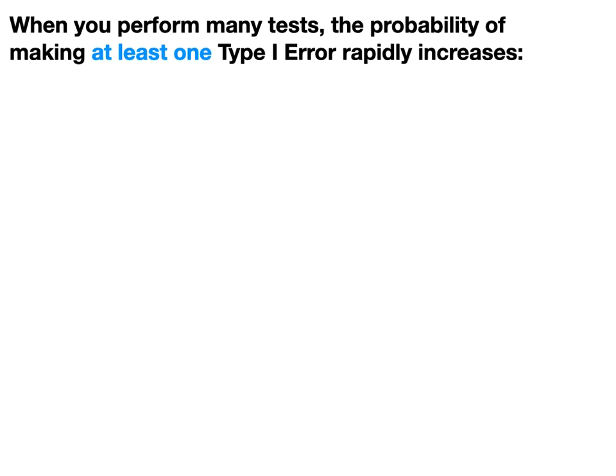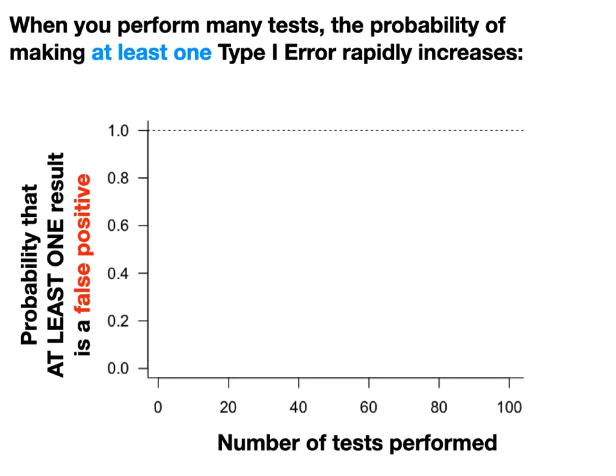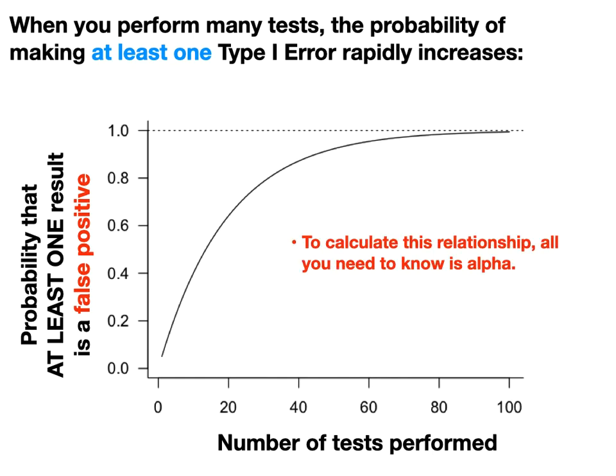Okay, so when you perform many tests, the probability of making at least one type 1 error rapidly increases. And we can plot out what that probability looks like because it's just calculated based on the alpha level we choose. So if we choose a standard alpha level of 0.05, this is what that curve looks like. So the more times you do a test, the greater the probability that you'll get at least one false positive. And by the time you're up to like 50, 60, 70, 80 tests, it's almost guaranteed that you'll get at least one false positive.